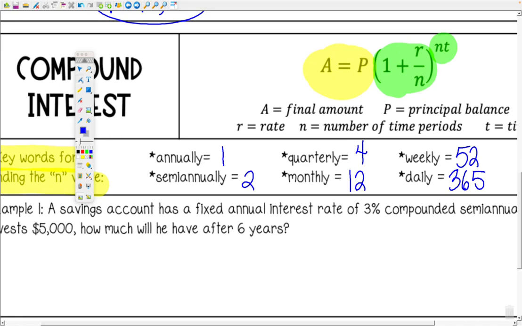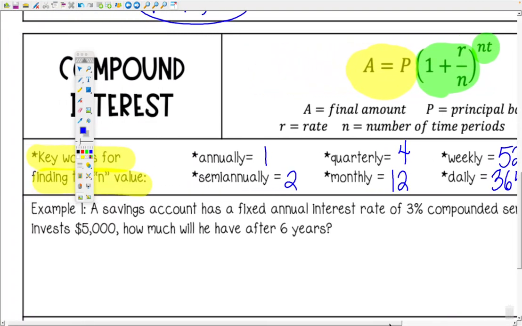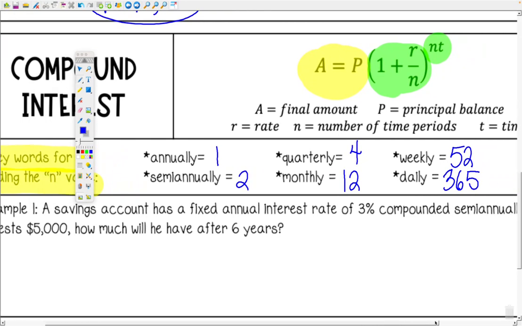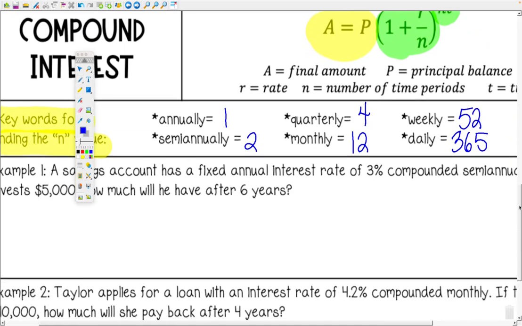So it says I have a savings account with a fixed annual interest rate of 3% compounded semi-annually. If Paul invests $5,000, how much will he have after 6 years? Think about it like this. They're saying, okay, after 6 months, we're going to stop and give you some interest. But then 6 months later, they're going to give you more interest on top of the balance plus the interest that was already there. So that's actually a win-win. Go ahead and set up your formula.